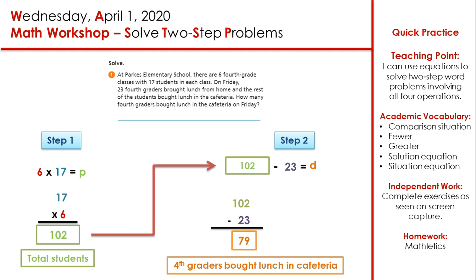Why D, Mr. Joe? Since we don't know what the answer is, I can use whatever letter or symbol to represent that unknown quantity. I use D for difference, let's say. So I write it in the vertical form like this, and then I follow the algorithm or method that you like for subtraction. In this case, my answer is 79. So that means that 79 fourth graders bought lunch in the cafeteria on Friday.